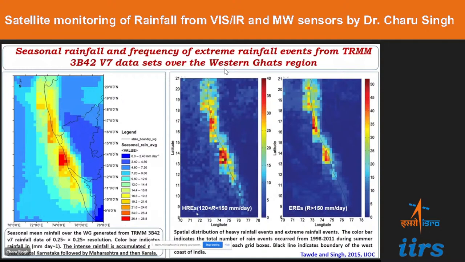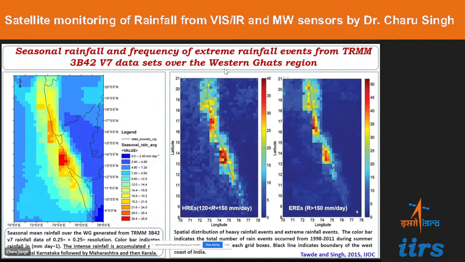So in this case, we have taken this threshold greater than 120 millimeter per day, but less than 150 millimeter per day for the heavy rainfall events. And if we compare this particular image with the seasonal mean rainfall, you would find that the heavy rainfall events are also higher along the Karnataka region, the coastal Karnataka region. But if we compare this spatial pattern of the seasonal mean rainfall with the extreme rainfall events, you would see that the extreme rainfall events are more along the Maharashtra coastal region.